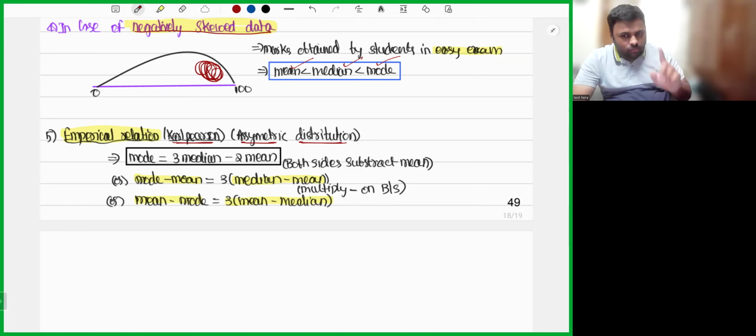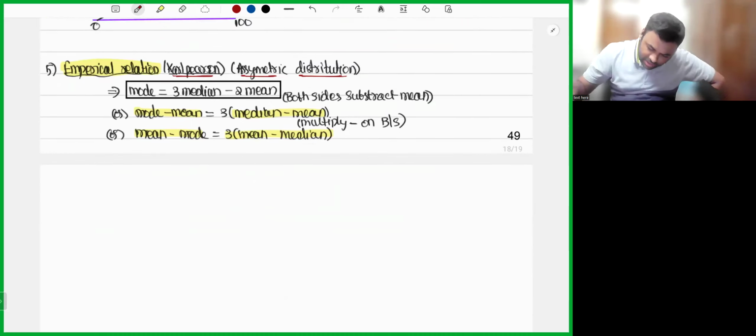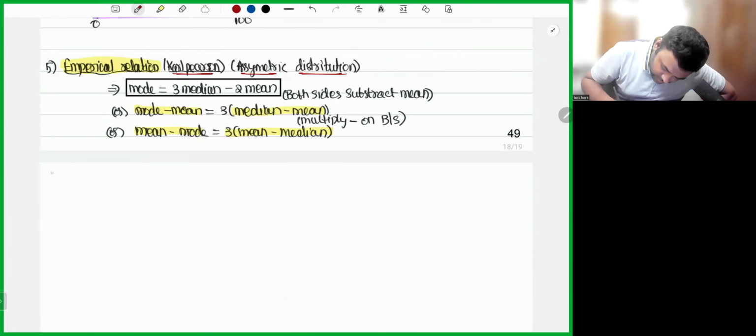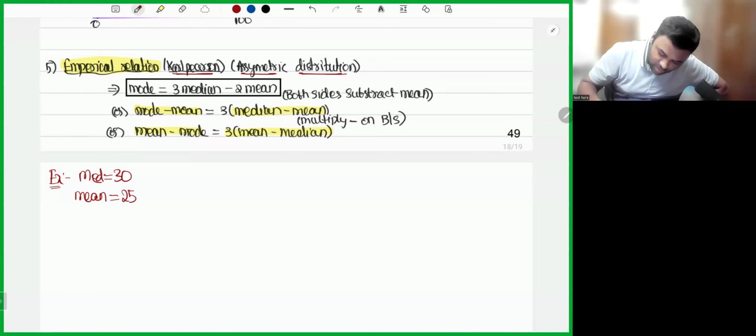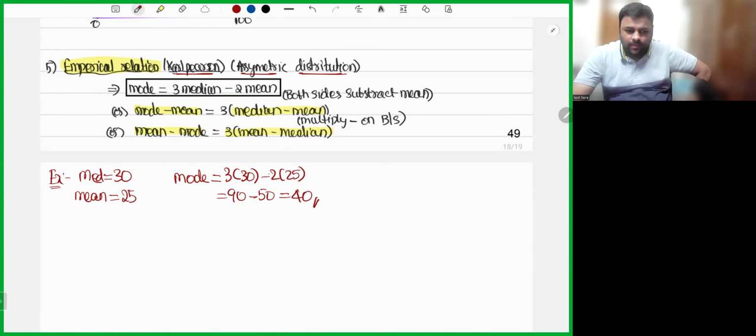The empirical relationship is: mode is equal to 3 median minus 2 mean. Like, for example, I am saying median is equal to 30, and mean is equal to 25. What is the mode? 3 into 30 minus 2 into 25. 90 minus 50. So mode will be equal to 40.